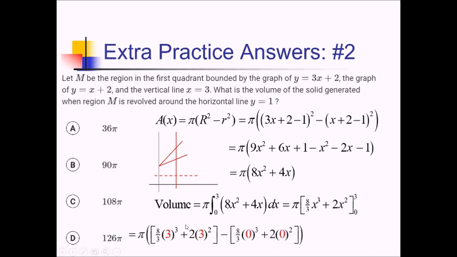I do have to simplify this. That's the bad news, because I'm matching a multiple choice. The good news is all this stuff with 0 is just gone. So it really is just this first bracket times pi. So I've got, let's see here, 3 cubed is 27, divided by 3 is 9. 9 times 8, that's going to be, what is that, 72? And then this is 2 times 9, which is 18. So we have 72 plus 18, which is 90, times pi gives us a grand total of 90 pi. So that's answer choice B.